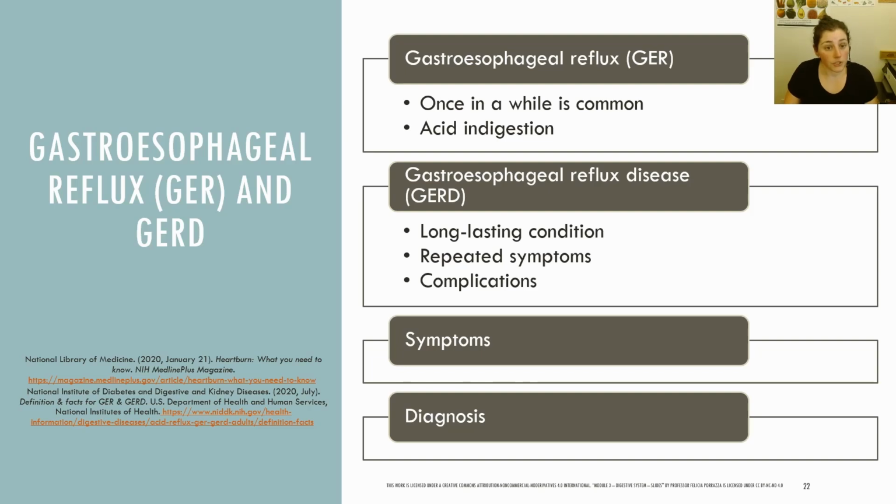Esophagitis is inflammation in the esophagus. Esophagitis may cause ulcers and bleeding in the lining of the esophagus. An esophageal stricture happens when your esophagus becomes too narrow. Esophageal strictures can lead to problems with swallowing.